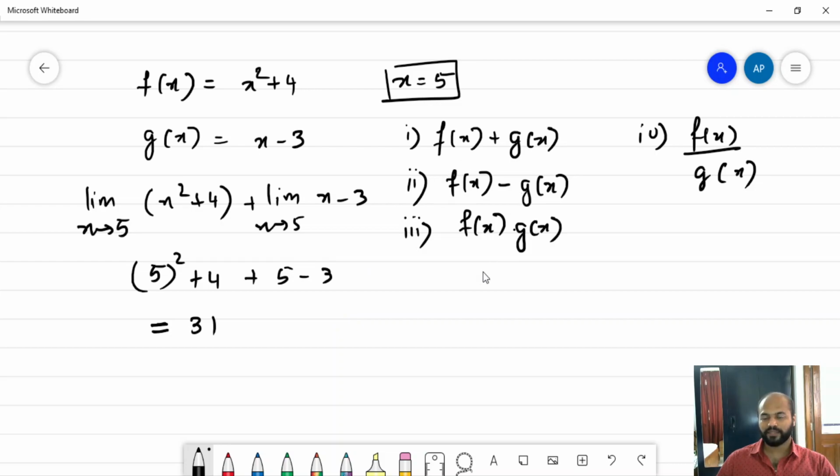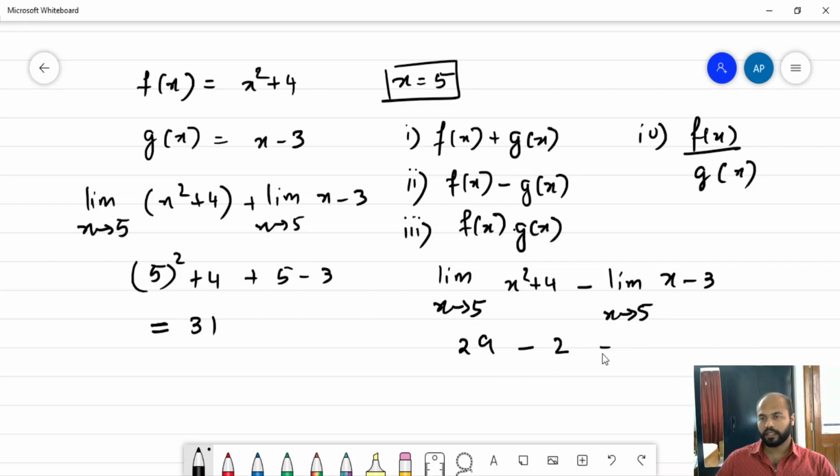Then comes f of x minus g of x. So what we're going to do is limit x tending to 5 f of x, that is x square plus 4, minus limit x tending to 5 x minus 3. So this is going to be 25 plus 4, 29 minus 2. That is, this answer is going to be 27.